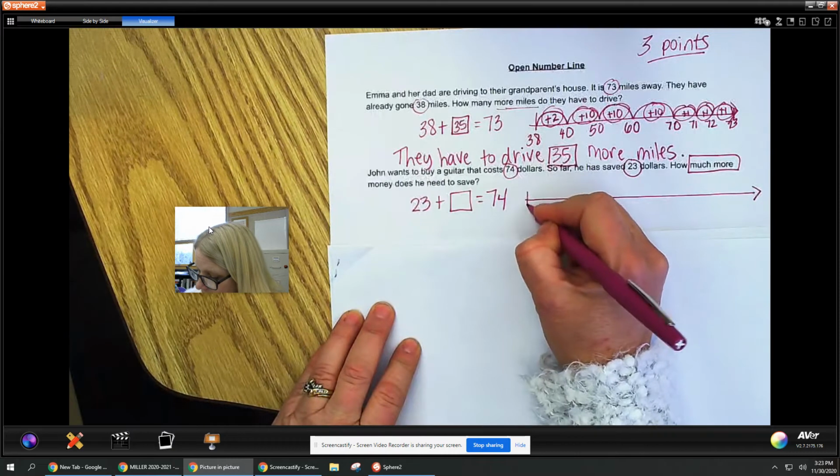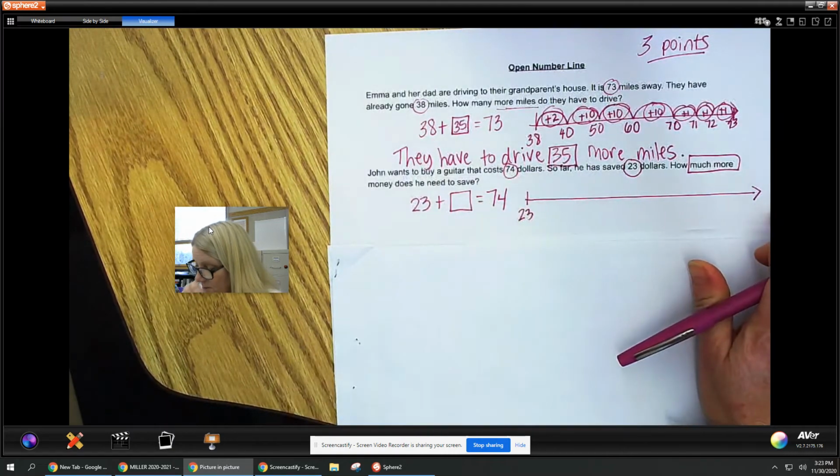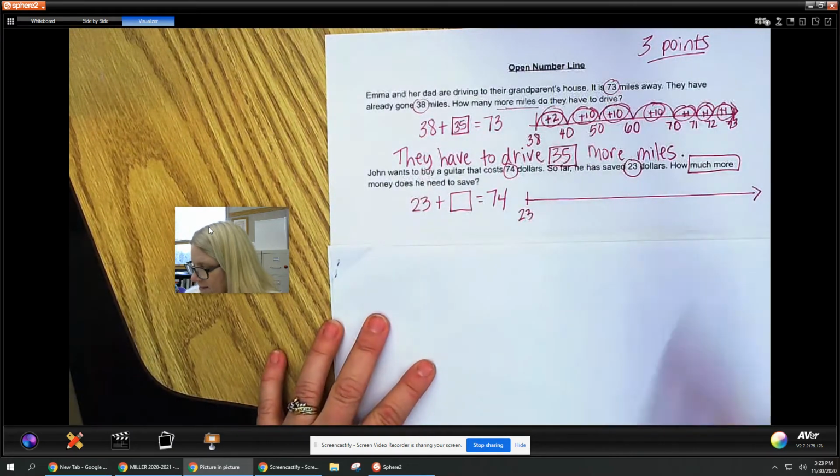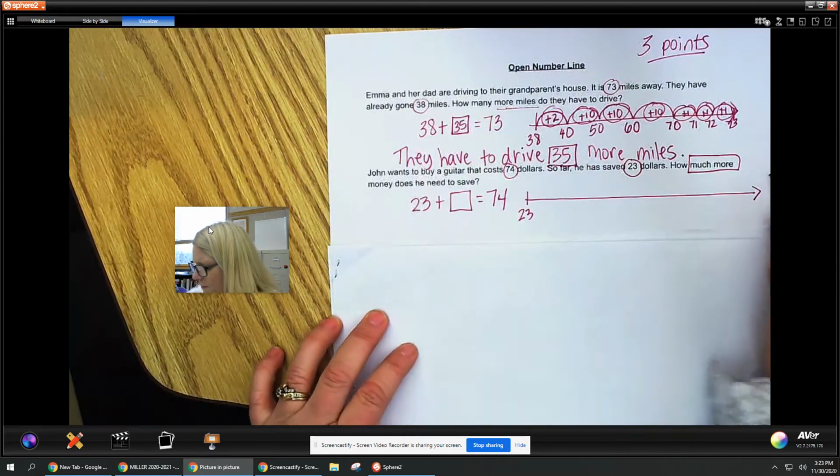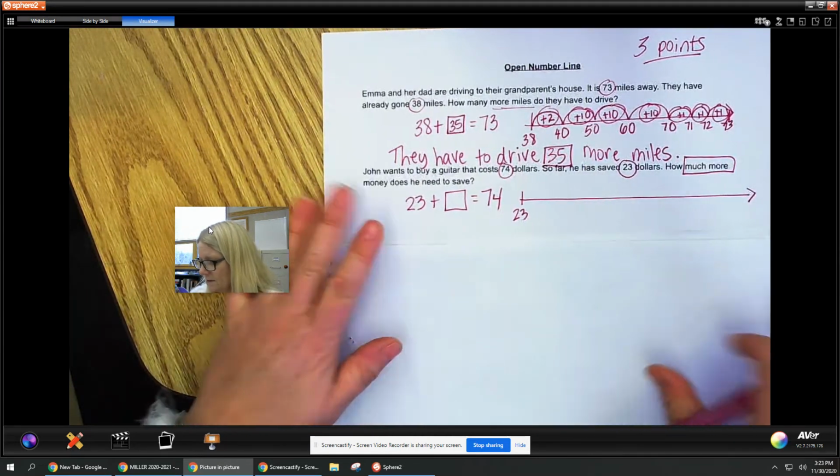So I'm going to start with 23. Again, my arrow is going that direction because we are adding. So we're trying to get to 74. So I could put 74 here, but I don't know how many jumps I'm going to have to make, so I may have to change that.